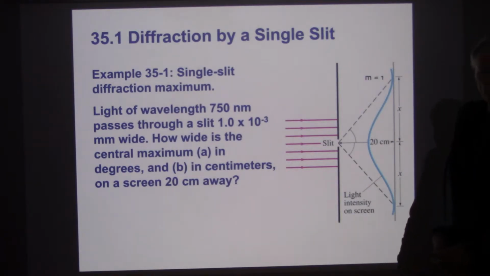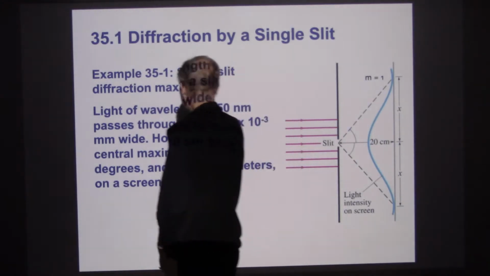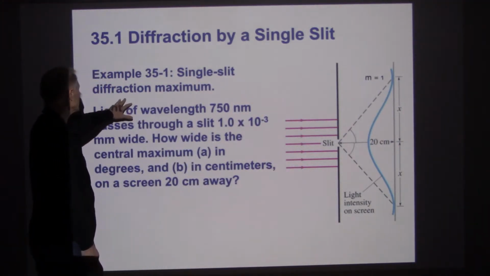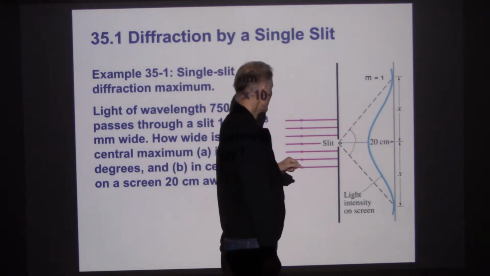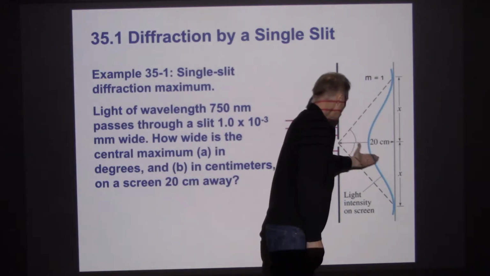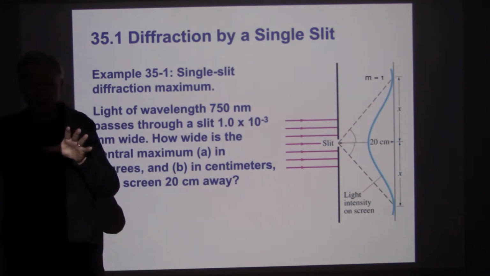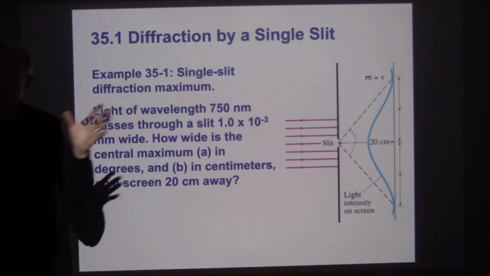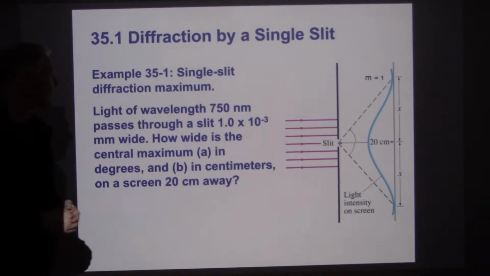Let's look at an example. So here we have an example of single slit diffraction. And what we're taking a look at here is, in particular, the central maximum. Now the central maximum, again, that's like 95% of the light lands in the central maximum. Only a few percent ends up out in the fringe areas.